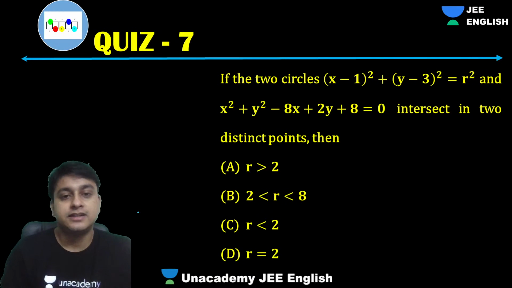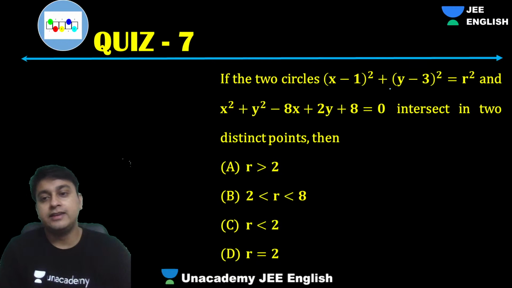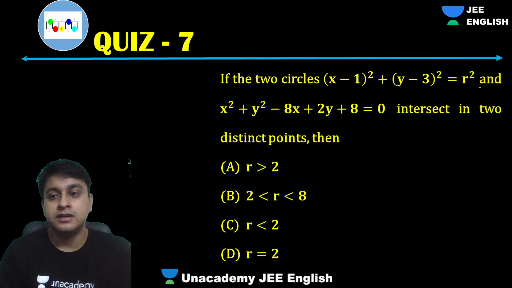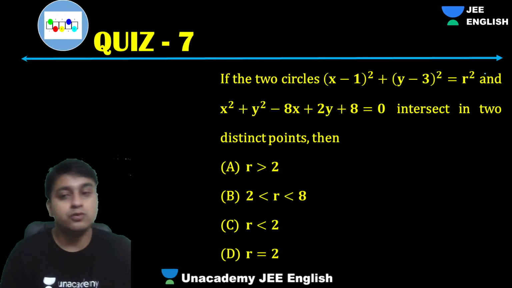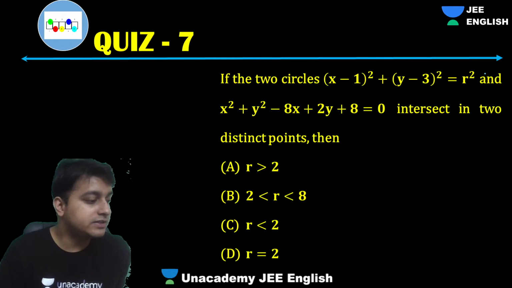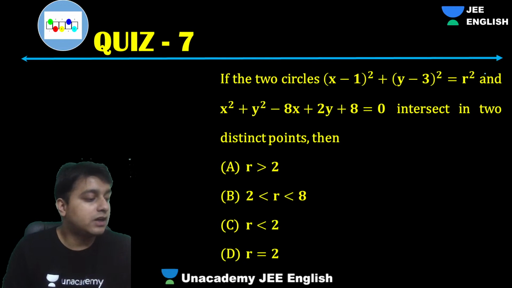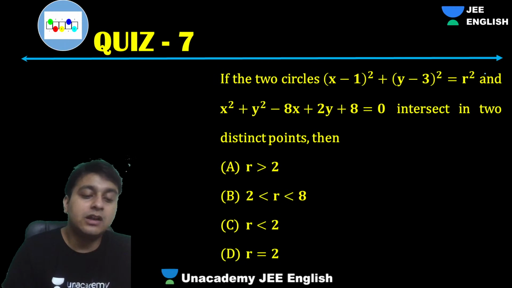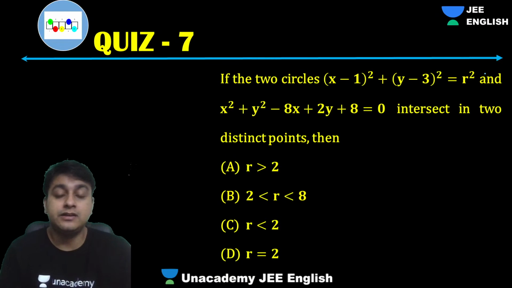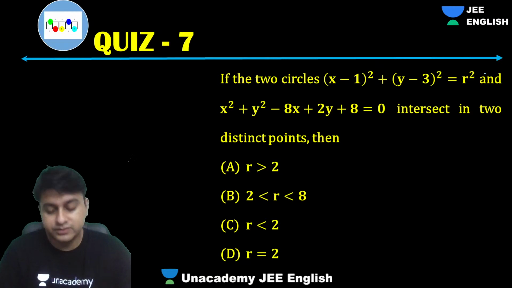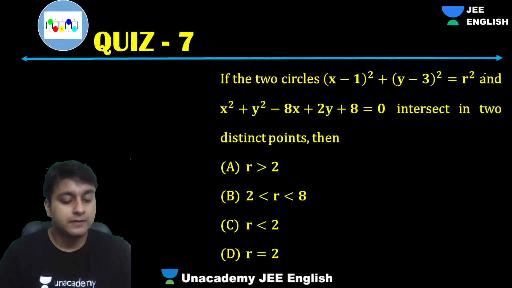So let's see, guys. If the circles are (x minus 1) whole square plus (y minus 3) square equals r square, and these circles intersect at two distinct points, then what is the condition on r? Good question. Questions of this kind have been asked in Mains a lot of times in the past, and nowadays Advanced is also asking on a similar concept. Many questions have to be strong.